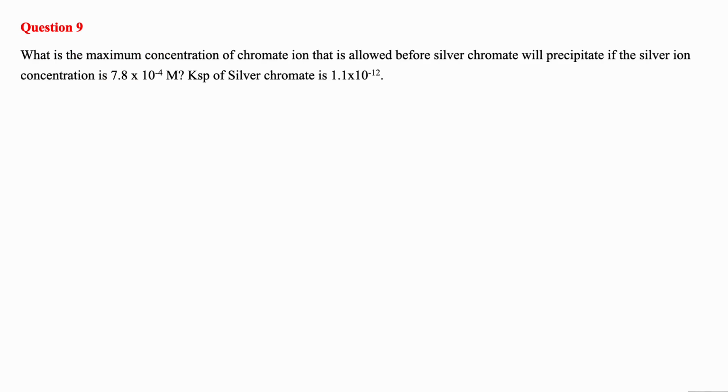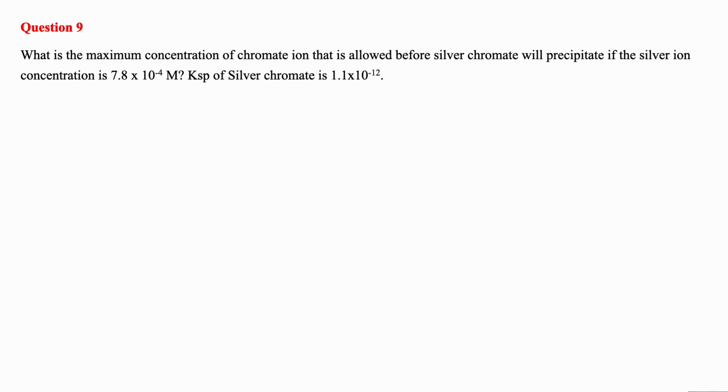Let's start on question number 9 because we ended question number 8 last time. Question number 9 is asking: what is the maximum concentration of chromate ion that is allowed before silver chromate will precipitate if the silver ion concentration is 7.8 times 10 power negative 4 molar? They are giving the KSP of silver chromate, which is equal to 1.1 times 10 power negative 12.